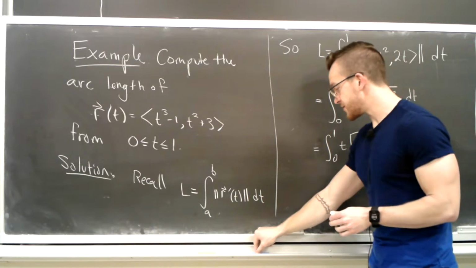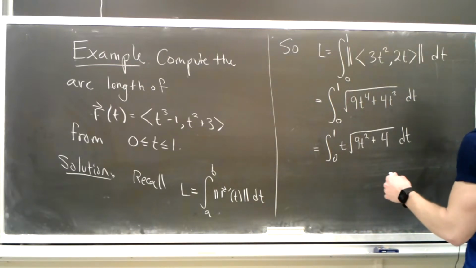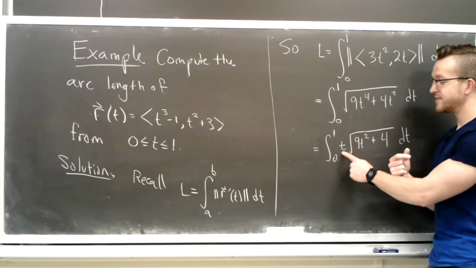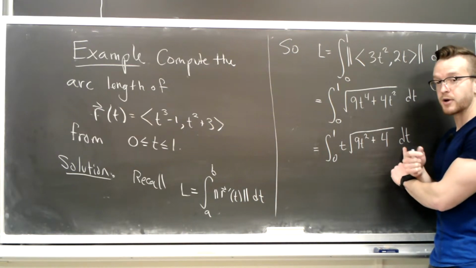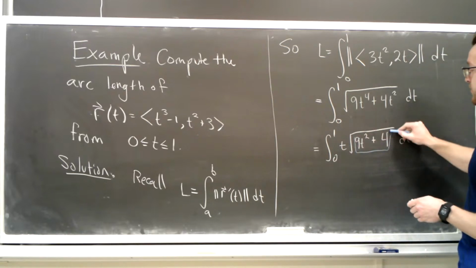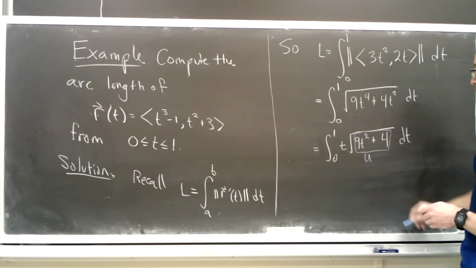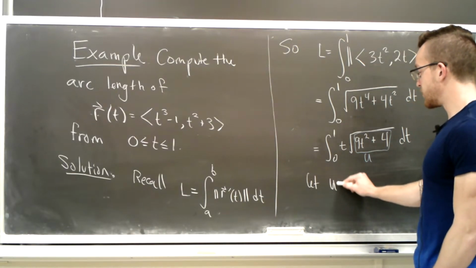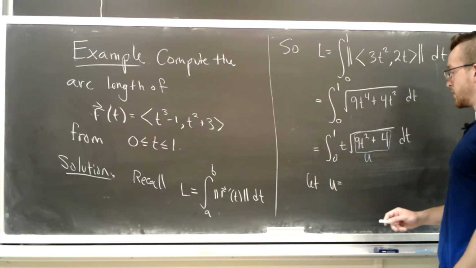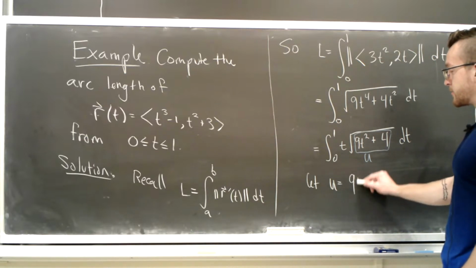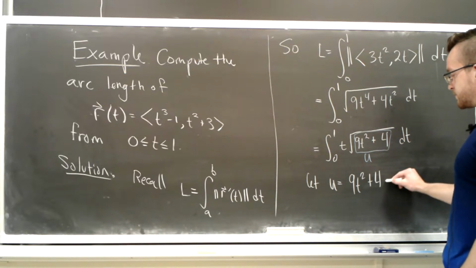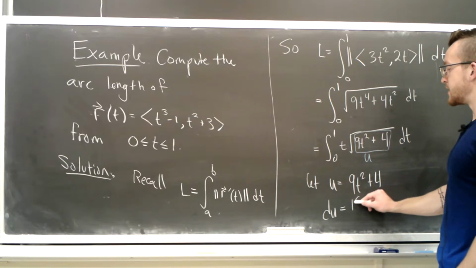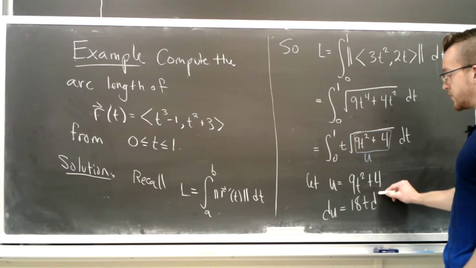Okay, and then I think that's helpful because after this, I have a pretty obvious composition of functions and then a t sitting outside here that I can pair with the differential. So what I'm tempted to do is call this thing u and do a substitution. So I'll let u be 9t squared plus 4, probably. Then du is going to be 18t dt.